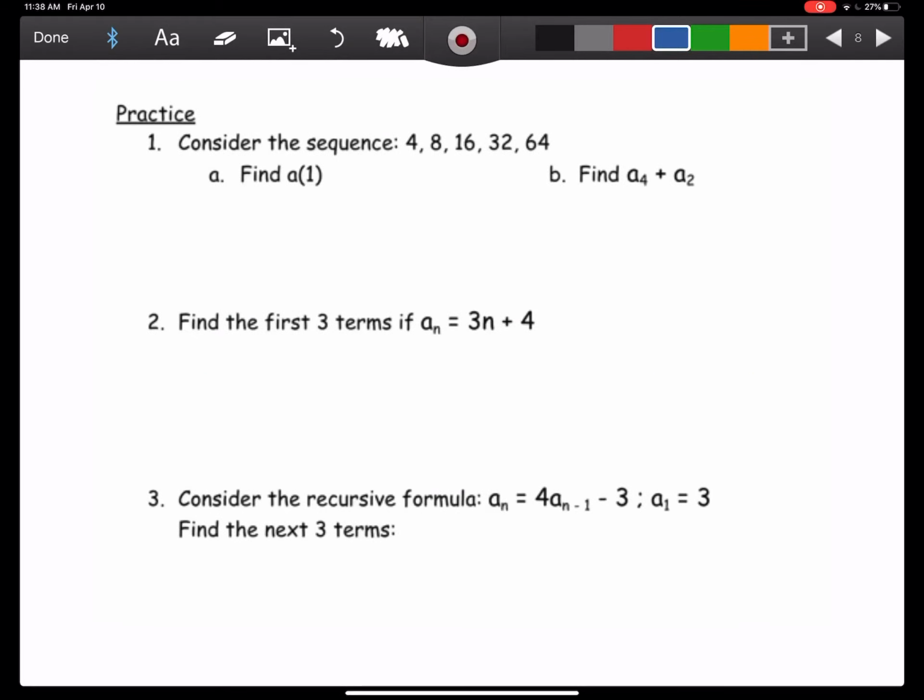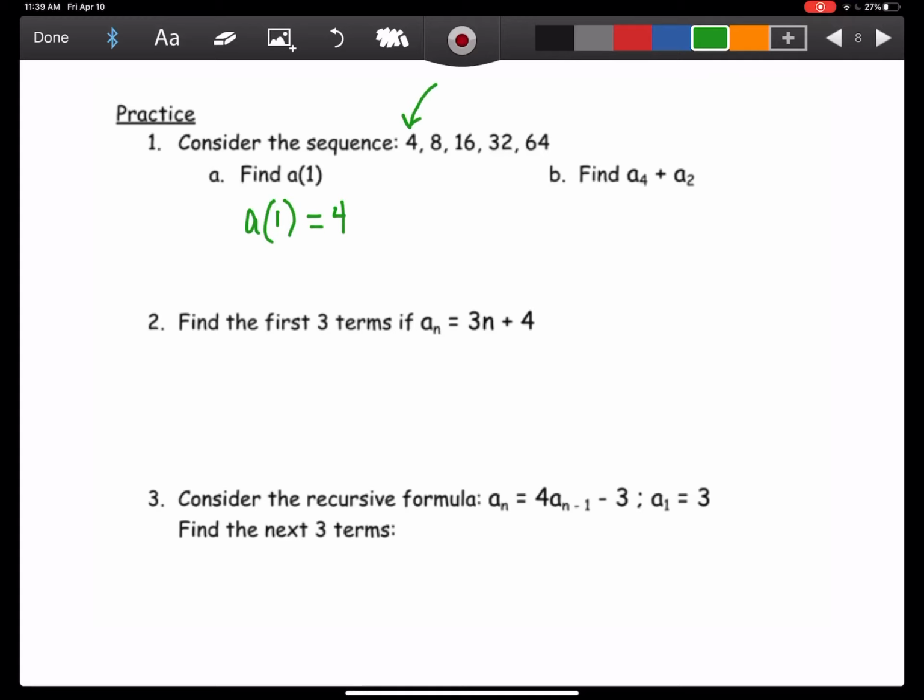Below those stars, we have a few practice problems, and these are similar but different to the ones you saw in Kirk's video. So, practice number 1. Consider the sequence 4, 8, 16, 32, 64. Again, this is a finite example of a sequence because it ends. Letter A says find A of 1. So again, we're looking for the first term in the sequence. So A of 1 in letter A is equal to 4.